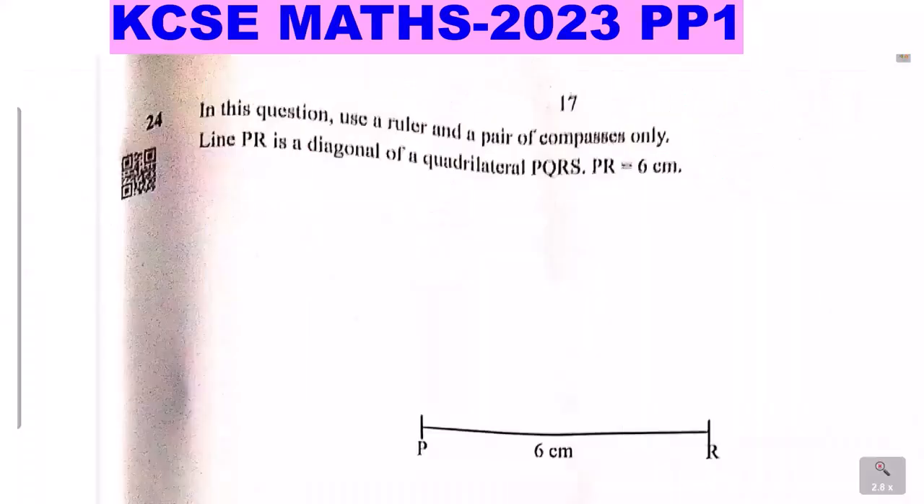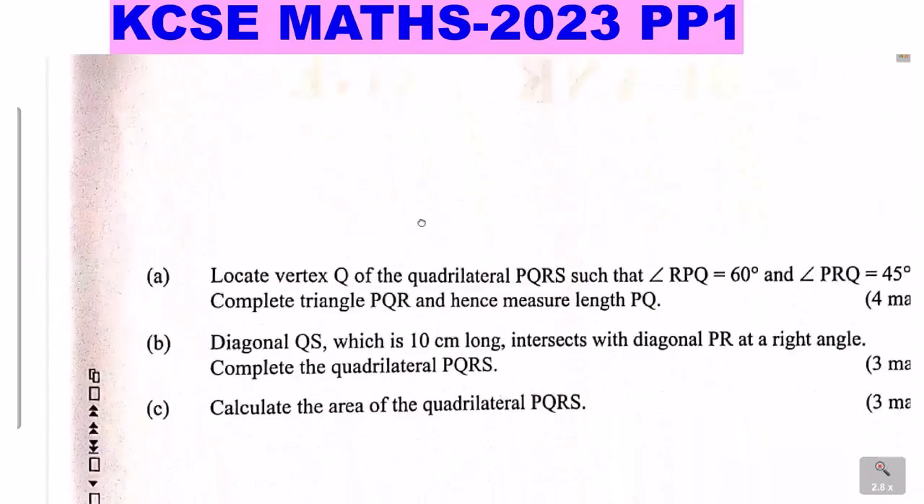Question 24. In this question, use a ruler and a pair of compasses only. Line PR is a diagonal of a quadrilateral PQRS. PR is equal to 6 centimeters. The line is there. Let's go to the questions.